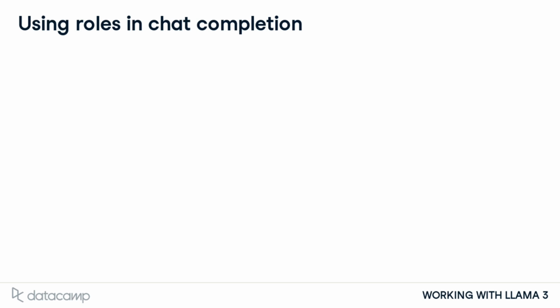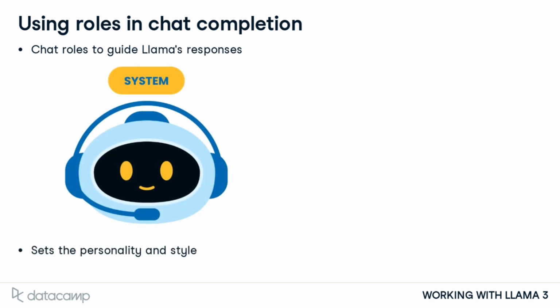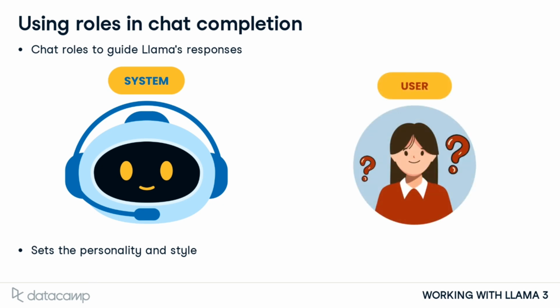With chat roles, we can guide Llama's responses by defining two key roles in our prompts. The system role sets the assistant's personality and style. The user role represents the person asking the question. These roles can be set as part of our Llama call when using Create Chat Completion. Let's see how it works.